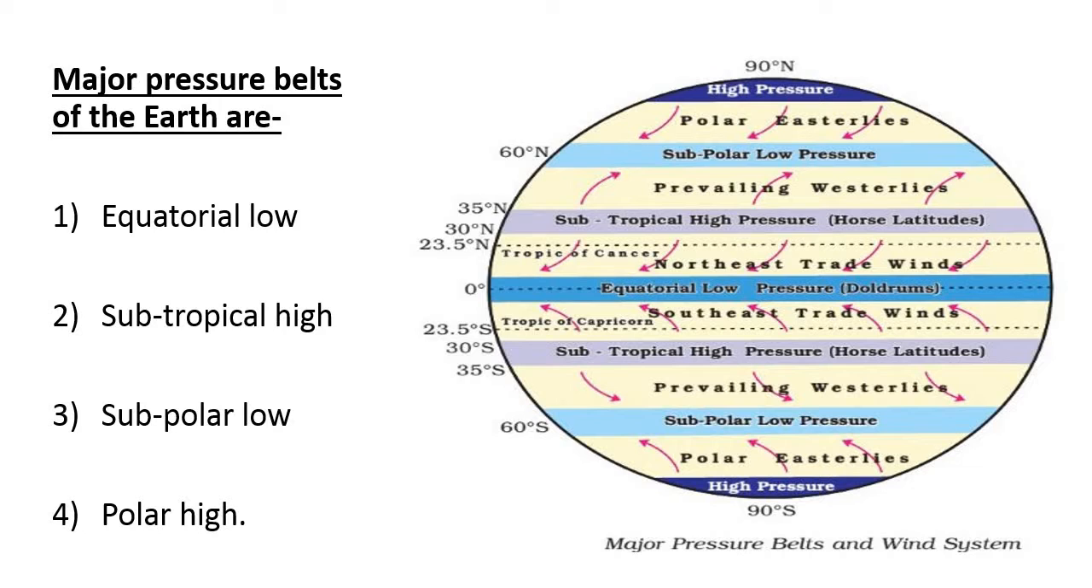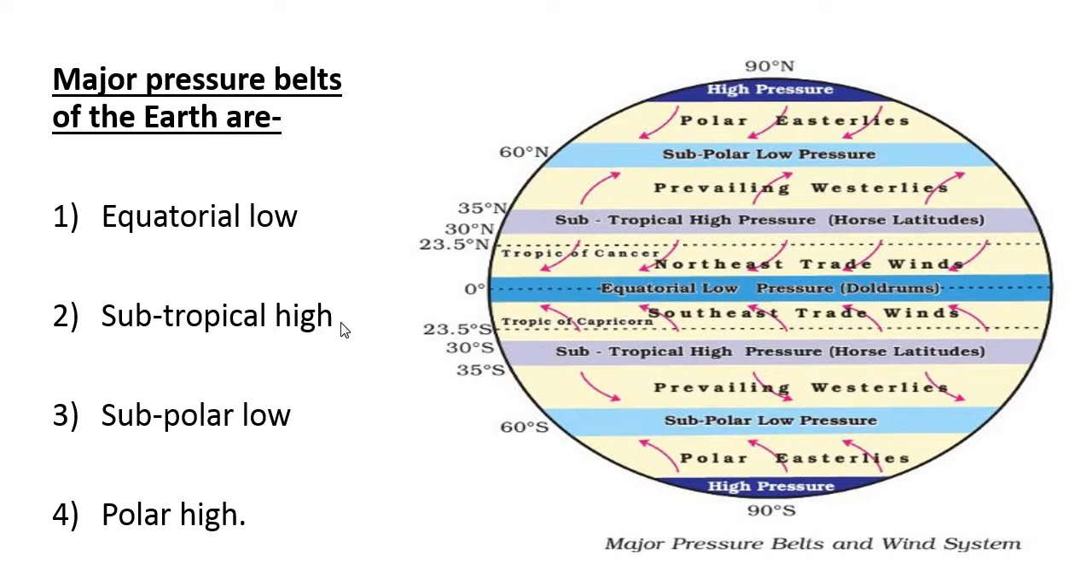Major pressure belts. One by one we will see. Equatorial low pressure belt. This is the location. Equatorial low pressure belt, which is also called as doldrum. From 5 degree north to 5 degree south. This is the location of equatorial low pressure belt.